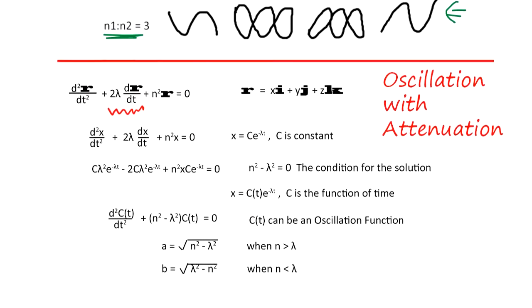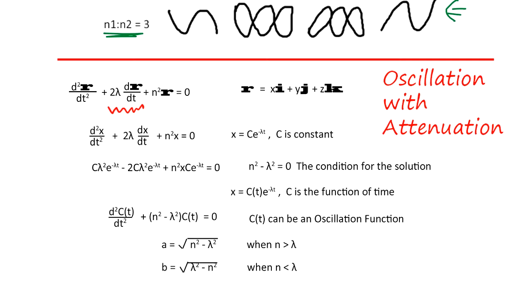Okay, now oscillation with attenuation. The attenuation term here is going to give the attenuation of the oscillation. Initially we assume this is a simple solution, where c is a constant. Then this is a condition for the solution. Now this is a common technique to find the solution for a differential equation. We assume c is not really constant but a function of t, so we get this.